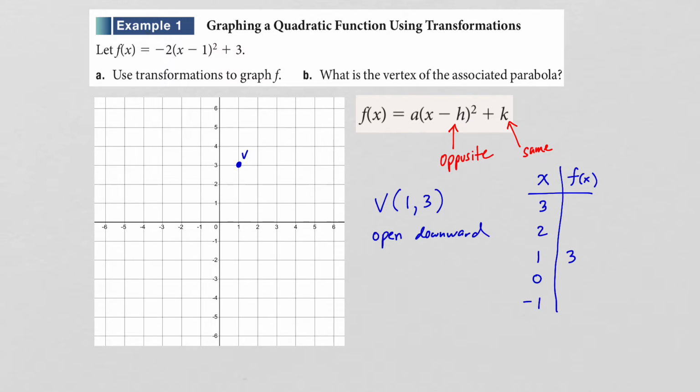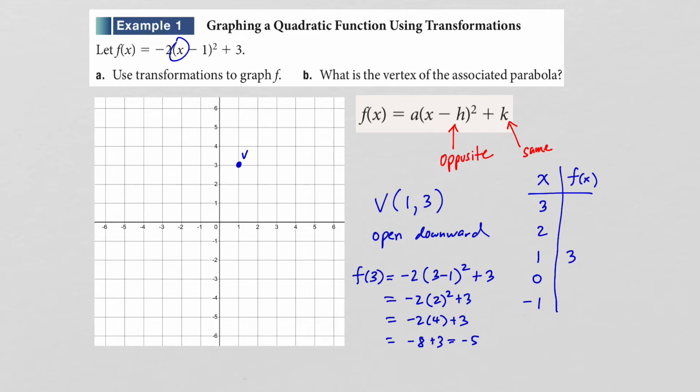So for example, if I want to know what is f of 3, I'm going to plug 3 in for x. So that gives us -2 times (3 minus 1) squared plus 3. This is -2 times 2 squared plus 3, which is -2 times 4 plus 3. And this is -8 plus 3, which is equal to -5. And so the y-coordinate when x equals 3 is -5.